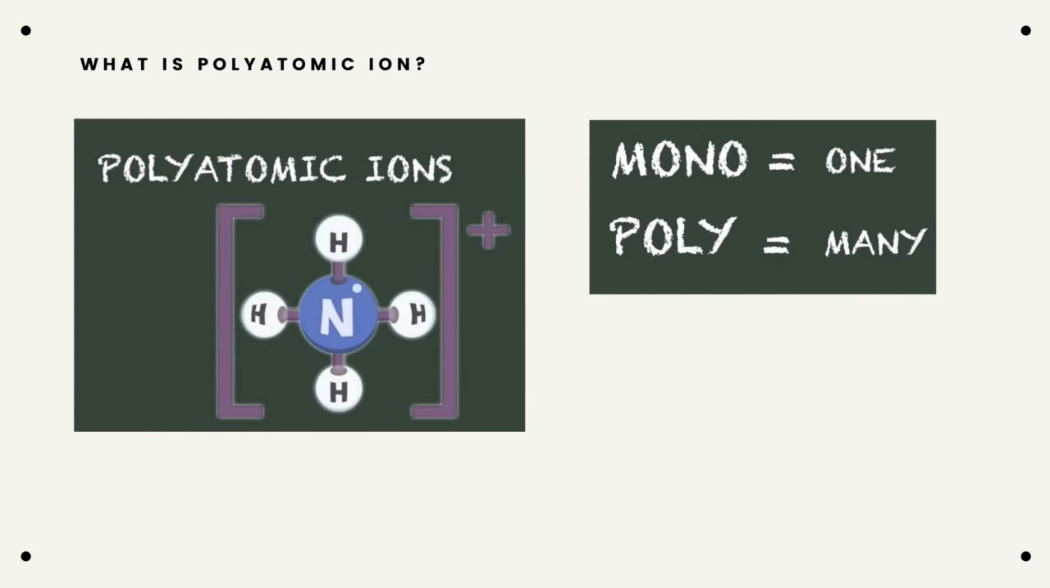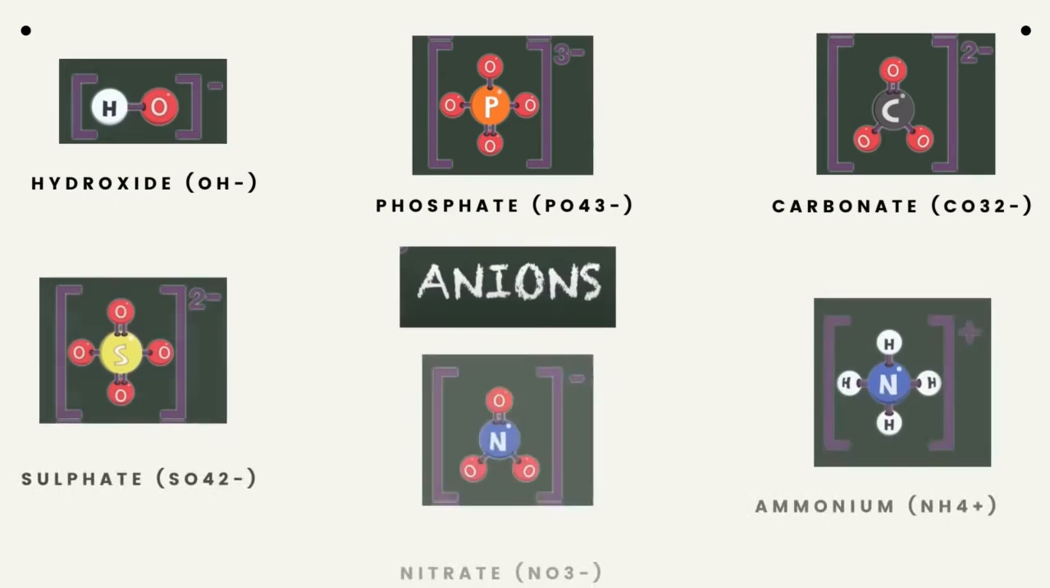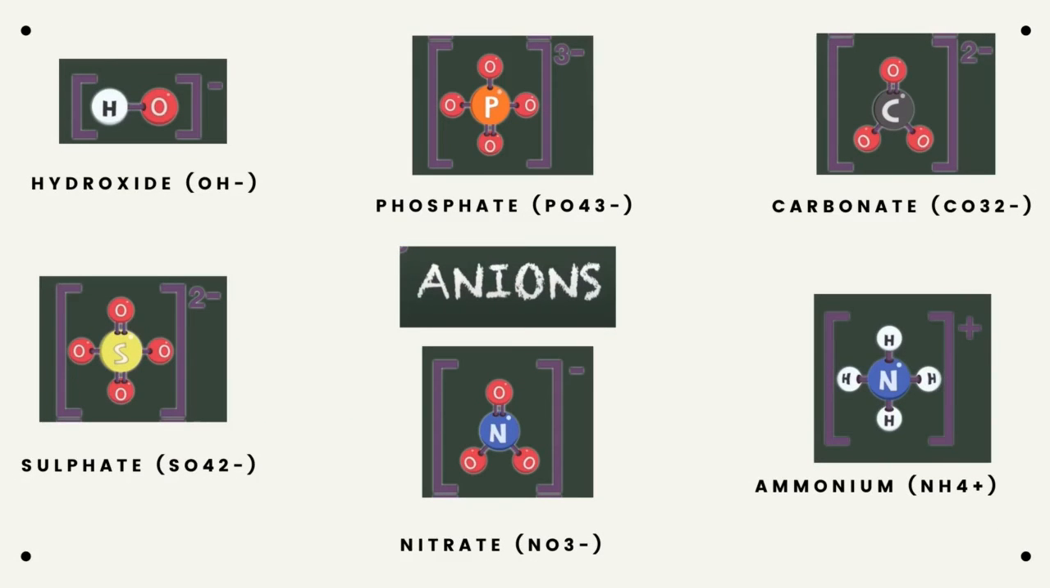Polyatomic ions. What are polyatomic ions? They are ions made of more than one atom. Remember that mono means one and poly means many. Some common polyatomic ions include hydroxide, sulfate, nitrate, phosphate, carbonate, and ammonium. Note that, with the exception of the ammonium ion, all of the listed polyatomic ions are anions. You will have to remember the formulas and the charges of these polyatomic ions.